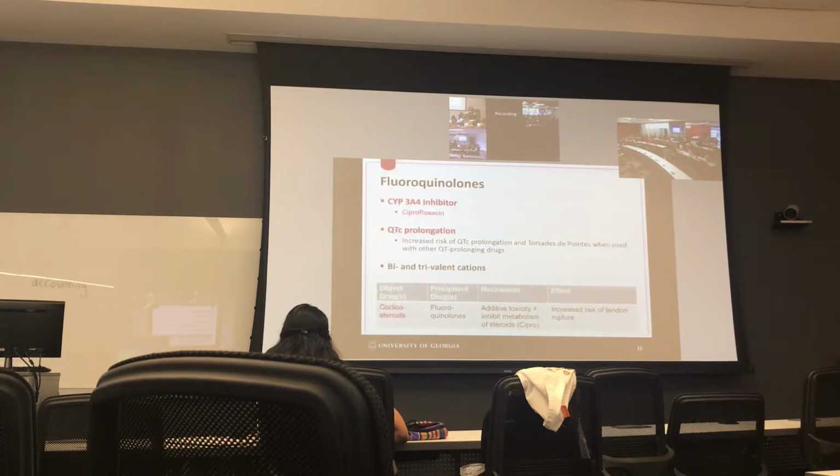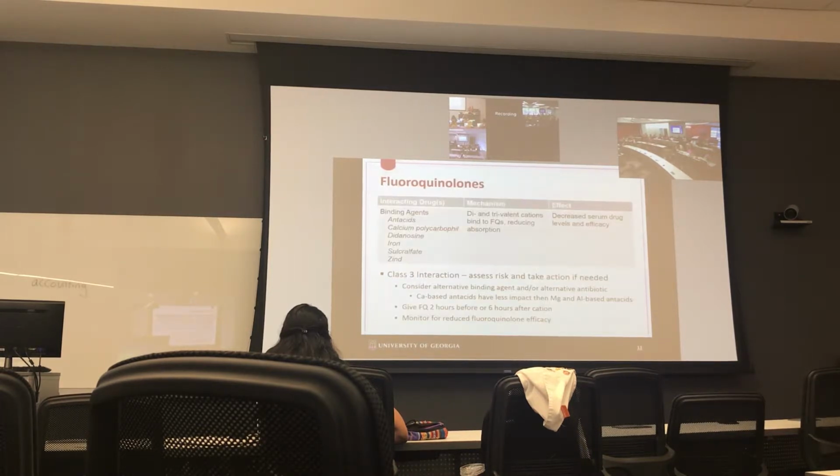So with our binding agents, the di- and trivalent cations, they bind fluoroquinolones and reduce the absorption. So this will result in decreased serum drug levels and decreased efficacy. So the best way to avoid this interaction is to use an alternative binding agent. You can also separate the agent, so give the fluoroquinolone 2 hours before or 6 hours after the binding agent.